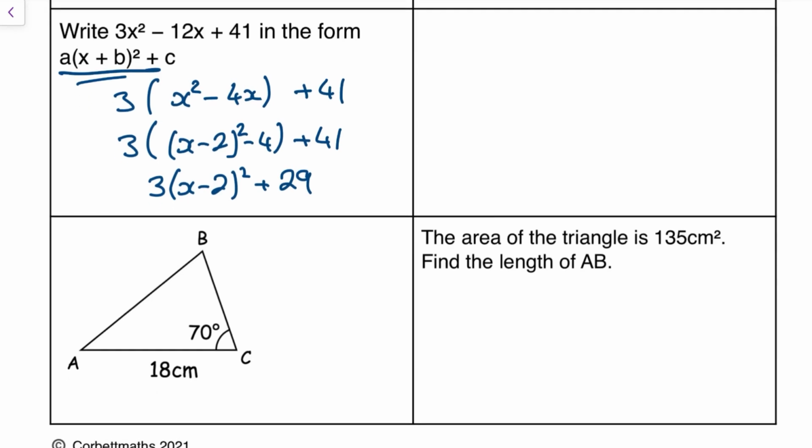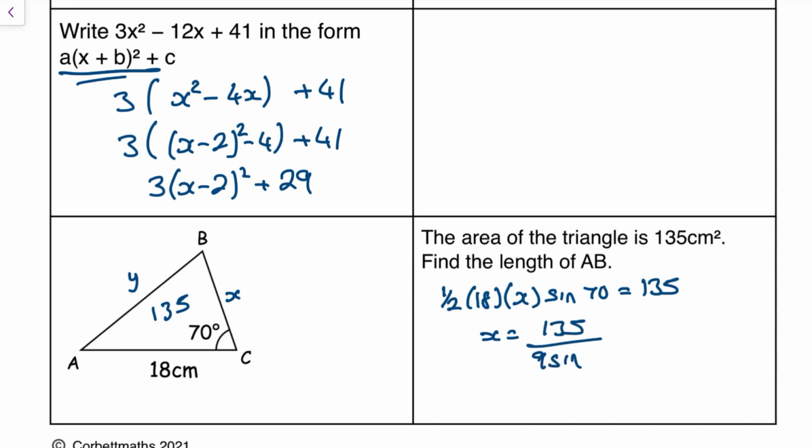Okay, final question today. The final question says, find the length of AB, given that the area of a triangle is 135, so I know the area is 135. It's stating the obvious, but it is this side, not this one. So I'm going to have to do 2 steps. I need to find x first, and then I'll use x to find y. So let's do that. First, not the sine rule, but the area of a triangle rule. A half times 18 times x, which I don't know, times the sine of the angle in between, is equal to 135. Half of 18 is 9, and I'm just going to leave it in exact form. So x is 135 over 9 sine 70.